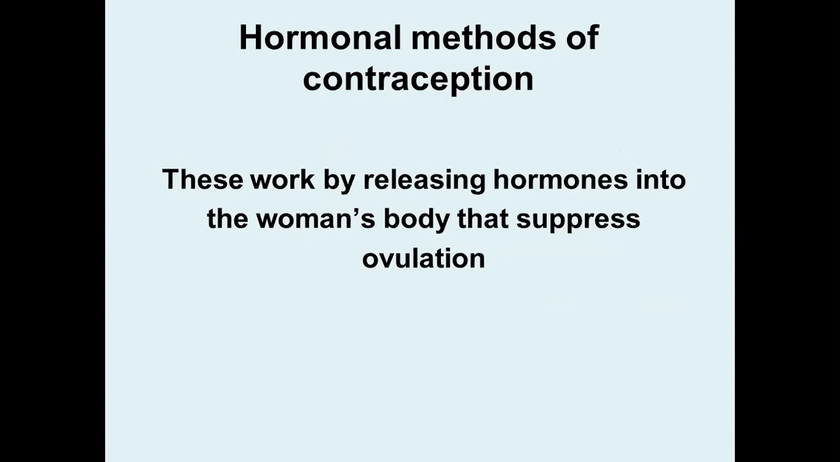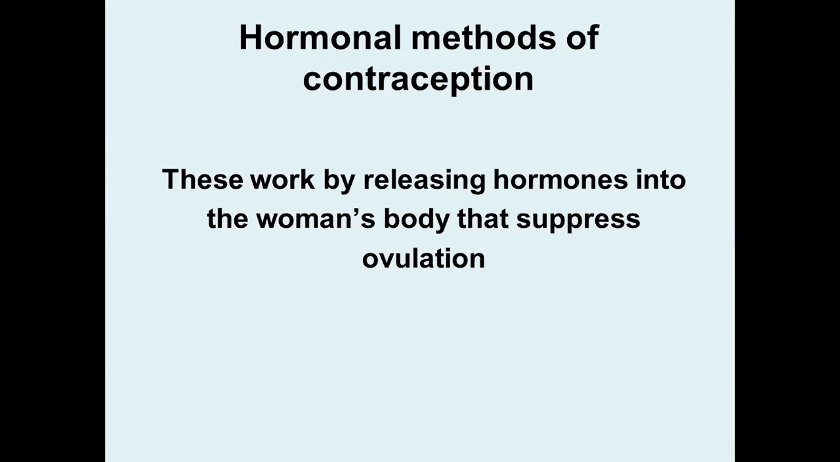All right, hormonal methods of contraception. Now, the body's hormones stimulate an egg cell in the ovary to mature and be released. So every month the female matures 1 egg cell, normally 1, and it is released, and that's ovulation. That process is controlled by a sequence of hormones being released.